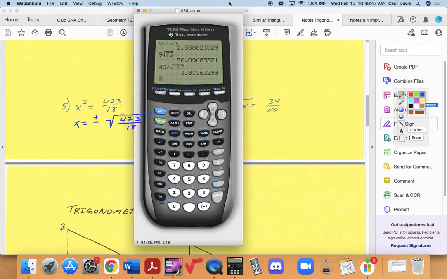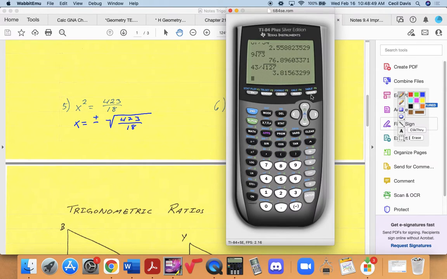But I'd like a decimal approximation for that. So I'll do the square root of 423 divided by 18. So to the nearest hundredth, this is going to be plus or minus 4.85. Somehow or another, I've ended up with all ones that rounded up.